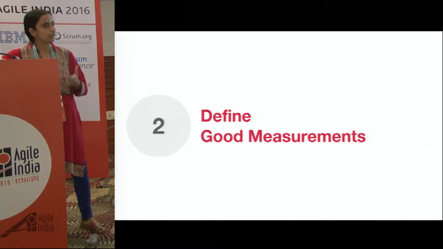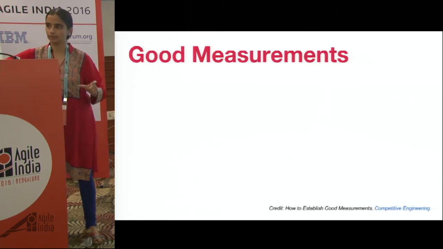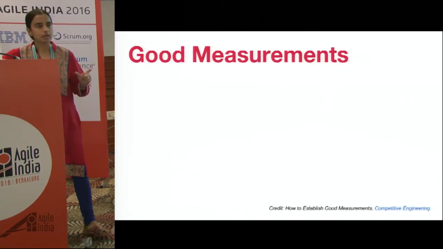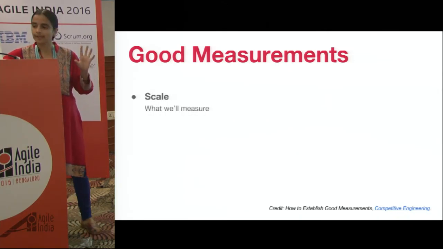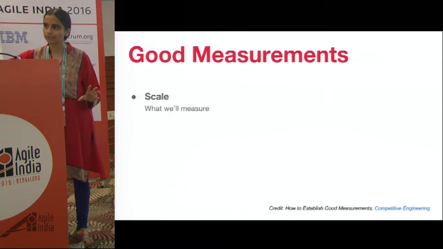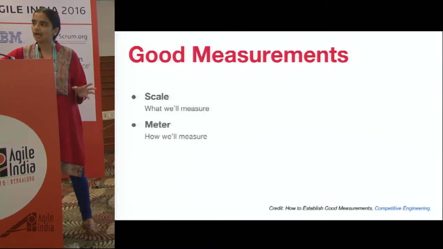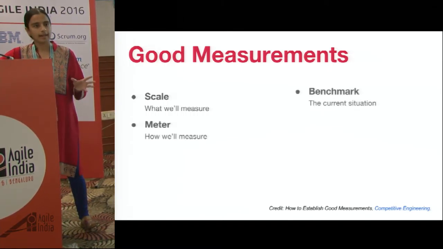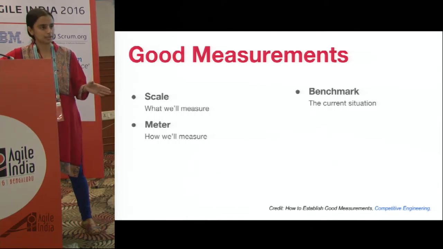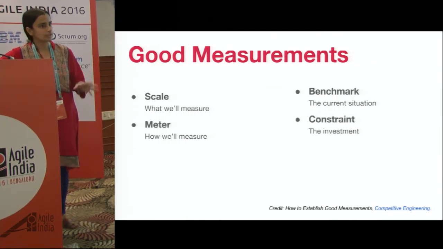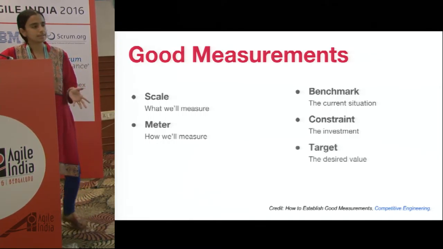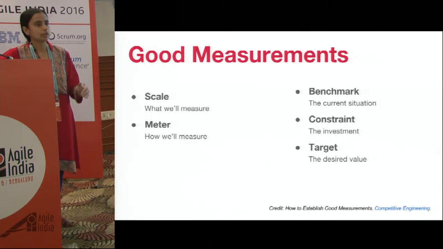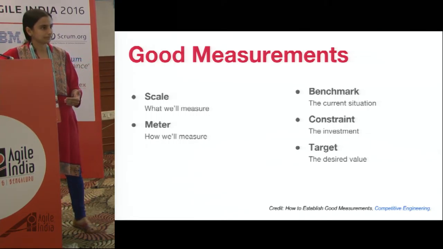So you need to have enough measurement to track whether it is really working or not. To create good measurements, there are five aspects. One is a scale, that is, what are you going to measure. Next is a meter, how are you going to measure it. And the benchmark, that's the current situation. And what is the investment that you're going to make? It can be the cost or the time. And lastly, the target. What do you expect at the end of the experiment?